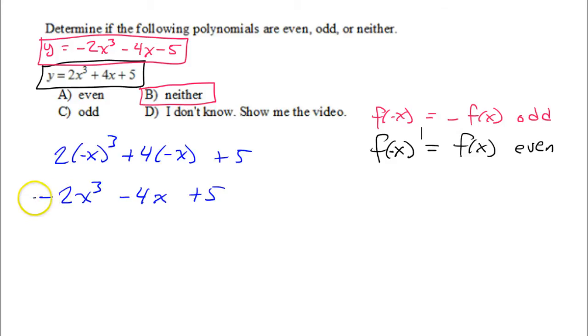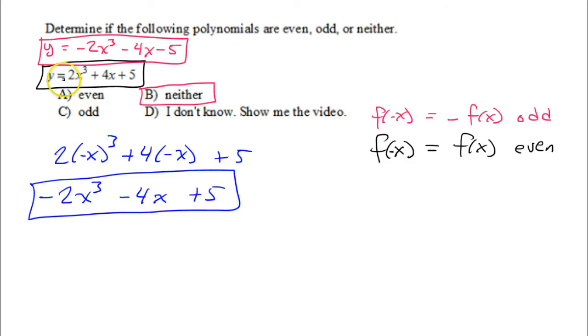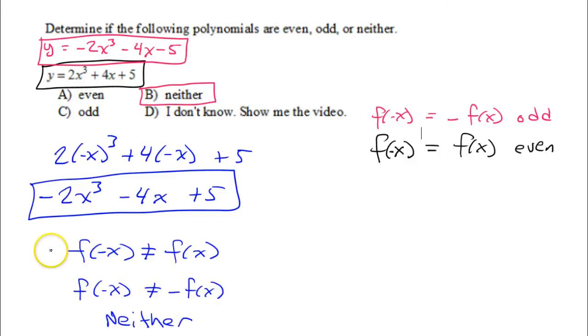Okay, now I'm looking up and I'm comparing this with the original. It does not match the original equation, but neither does it match the opposite equation. It doesn't match either of those, so that's why we go with neither. That's what you would have to do to show it algebraically. If you had to prove it algebraically, here's how you would finish it off. F of negative x did not equal the original function. F of negative x did not equal the opposite function, so we put neither.